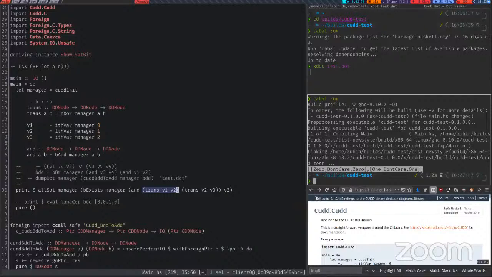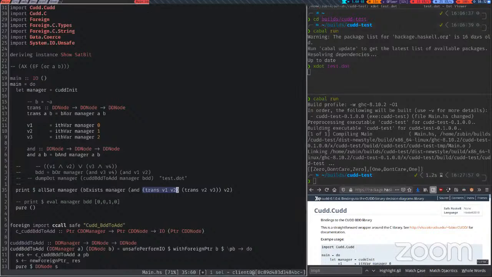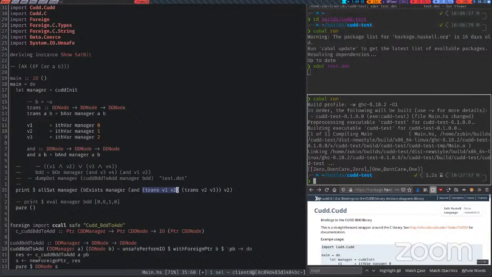What do you expect this to be? What are the satisfying assignments to this formula? Can someone answer? If V1 is any arbitrary initial state, then it is arbitrary. So essentially V1 and V3 have to be the same thing. Exactly right, because it flips and flips again. Therefore, if V1 is a 0, V3 has to be a 0. If V1 is 1, V3 has to be 1. Okay? So those are the satisfying assignments.